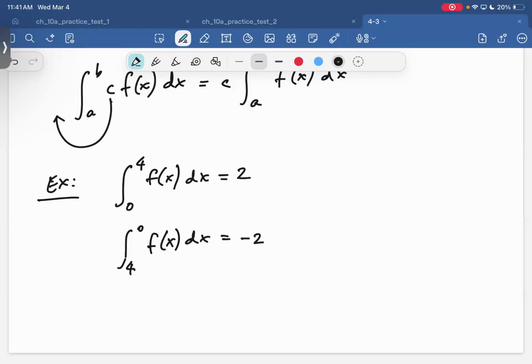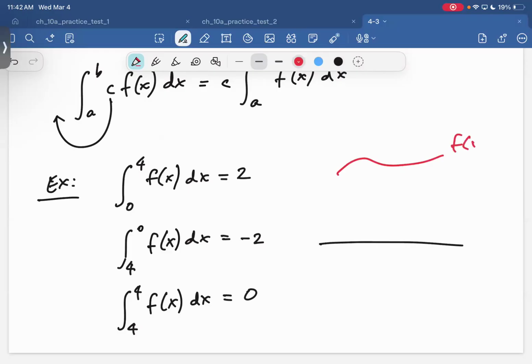What if we had something like the integral from 4 to 4 of f of x? What would this be? Why? Yeah, it would be 0 because we're calculating an area of 0, right? If you think about it graphically, if we had our function here, if we have the same upper and same lower limit of integration, then that just means that we're calculating this area, right? It's the same x coordinate, and so the area is obviously 0.